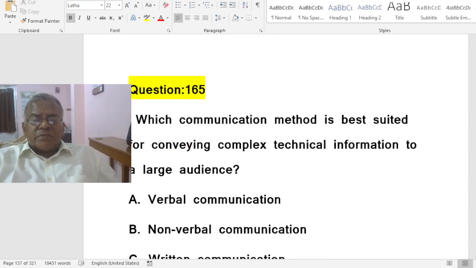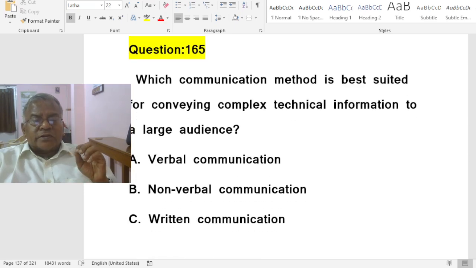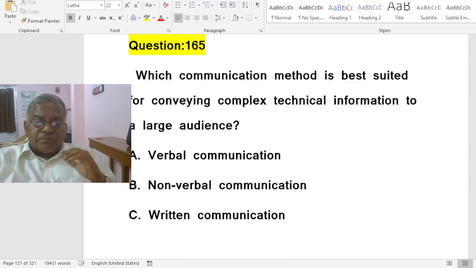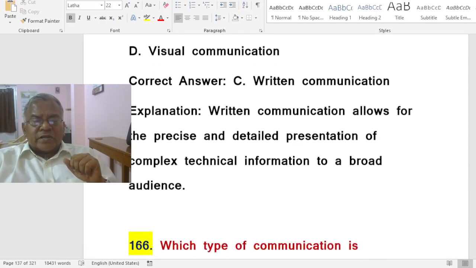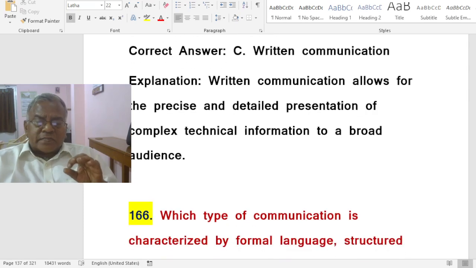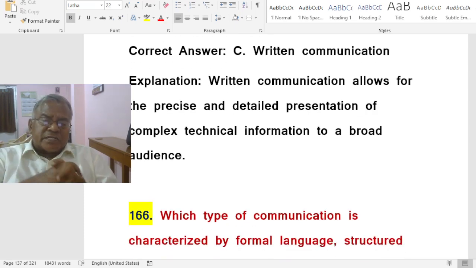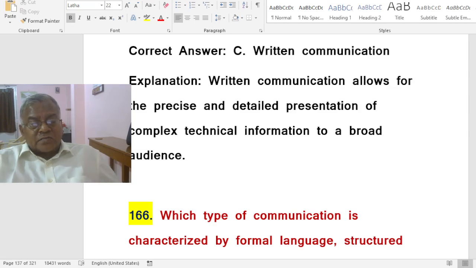Which communication method is best suited for conveying complex technical information to a large audience? That is written communication. Written communication allows for the precise, detailed presentation of complex technical information to a broad audience. I hope you understand this.